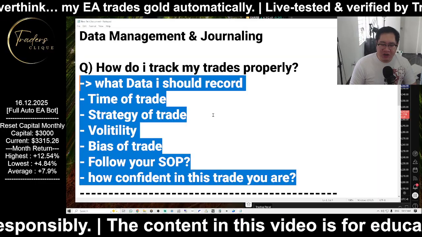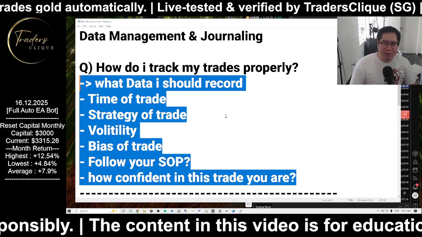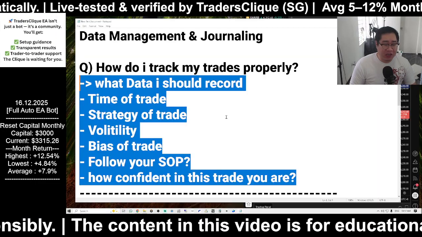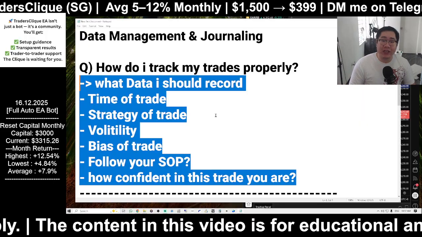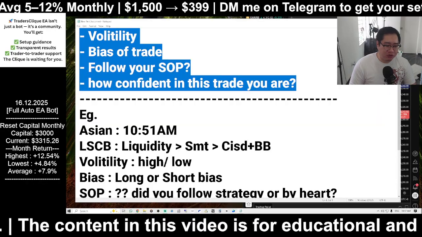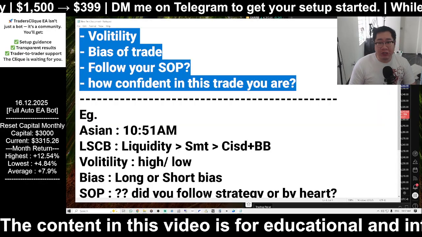I removed it. Okay, so best case scenario, if you have an Excel sheet, you just key in the data there, and you are able to track your data from there. So that is how you keep track of what's going on in your trades. Okay.